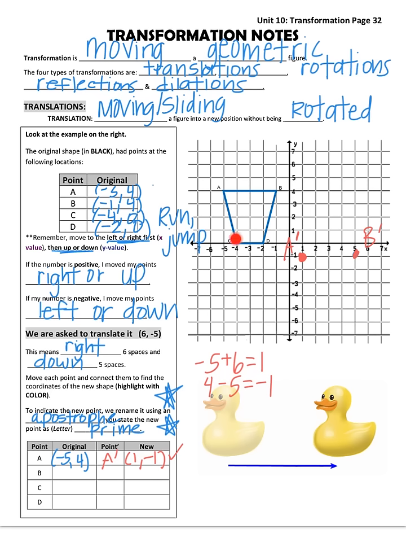Alright, C prime. Let's move C. 1, 2, 3, 4, 5, 6. 1, 2, 3, 4, 5. So 2, negative 5. Now let's get D. So we're going to move D over 1, 2, 3, 4, 5, 6, and down 1, 2, 3, 4, 5. Connect your points.